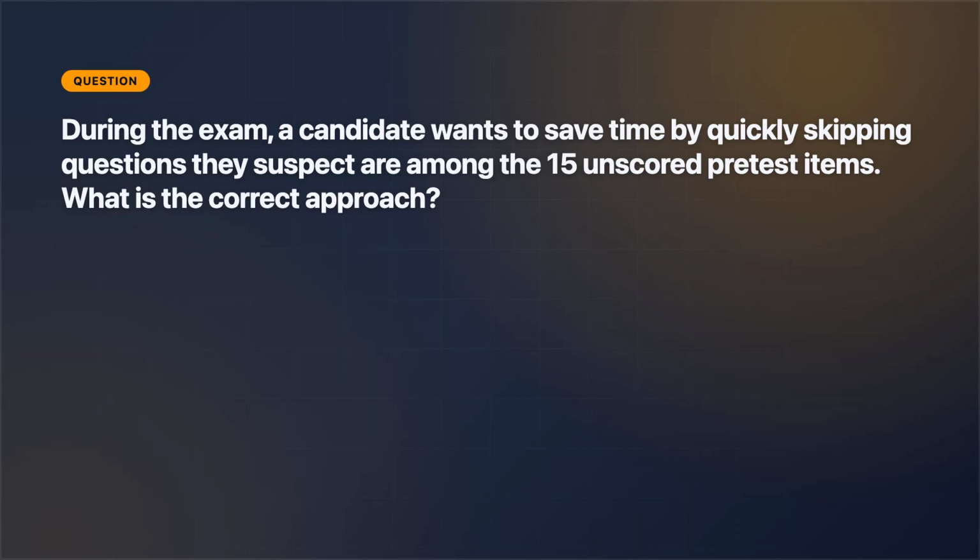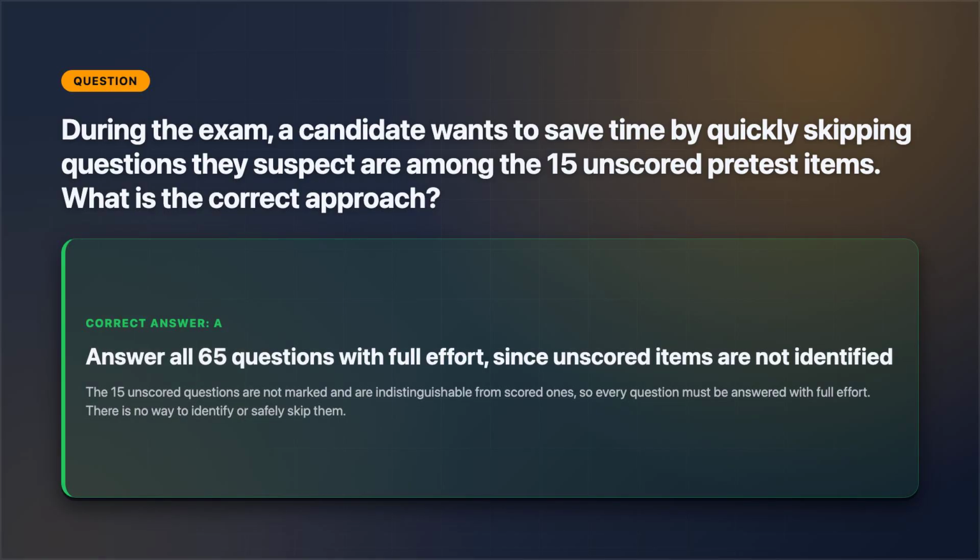The right call here is A. The unscored questions are not marked and look identical to the scored ones, so there's no way to safely identify or skip them. Treat every question as if it counts.